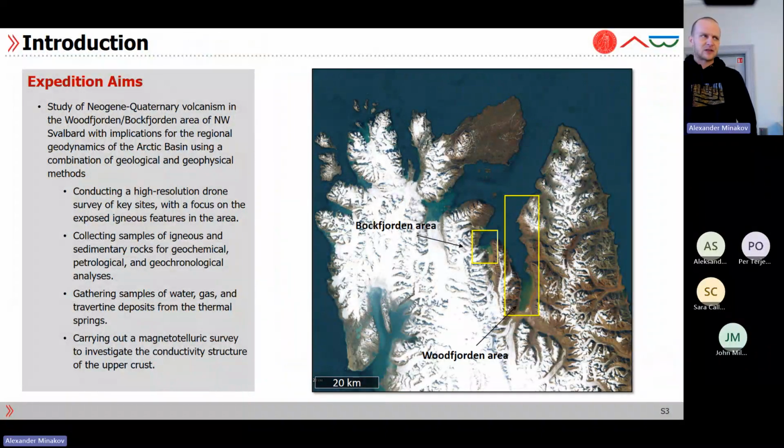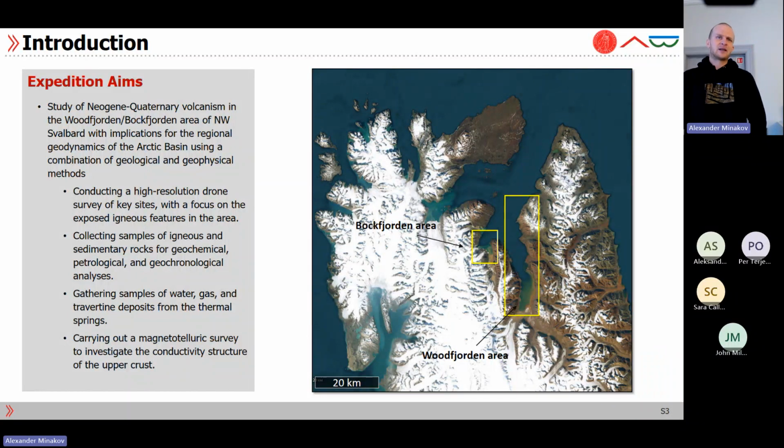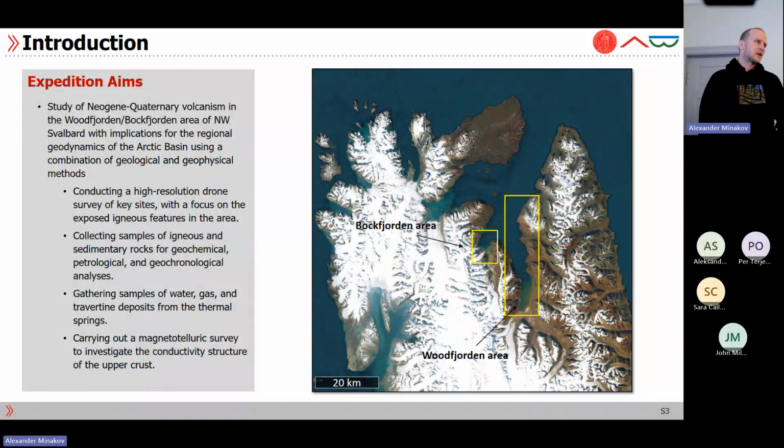So this is just briefly the expedition aims and two areas of particular interest. One group, led by Kim, Rafael and Peter, was conducting high resolution drone surveys of the key sites, both for the Sverrefjellet formation, which are Miocene volcanics, and also the Woodfjorden formation, which are quaternary volcanic features, and also drone surveying of the travertines related to quaternary activity in the area.